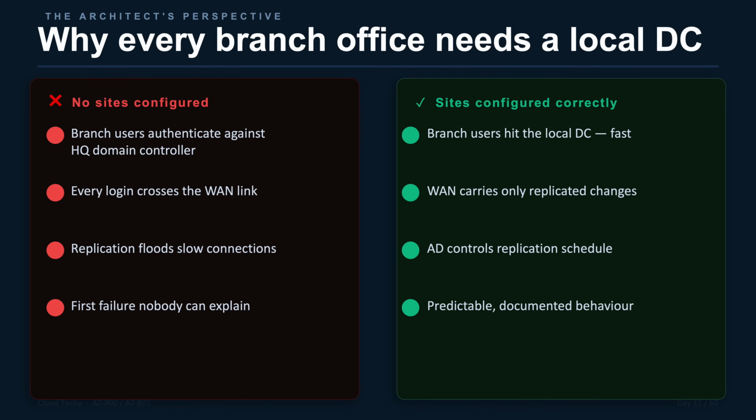Sites are Active Directory's way of understanding your physical topology. Get them right, and the whole system routes efficiently. Get them wrong, and you get slow, unpredictable behavior that is genuinely hard to debug.